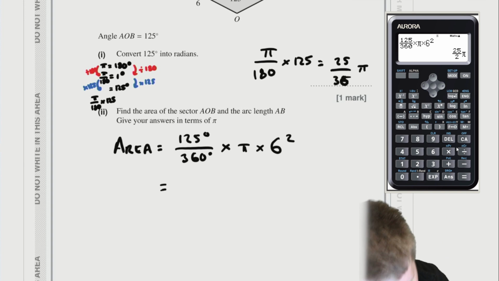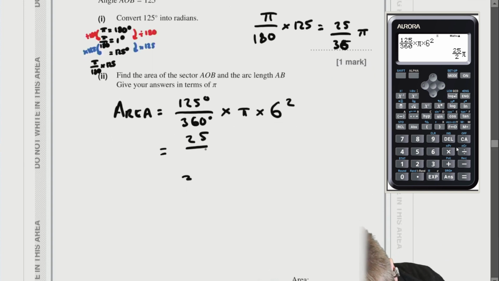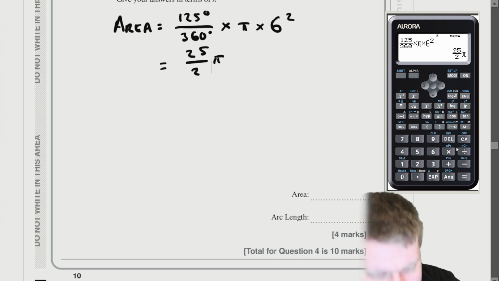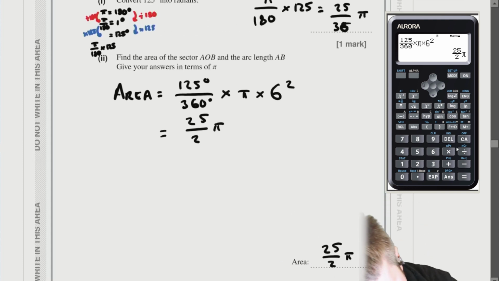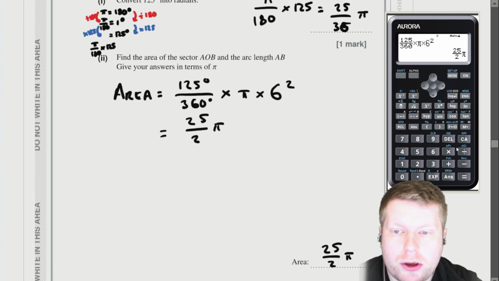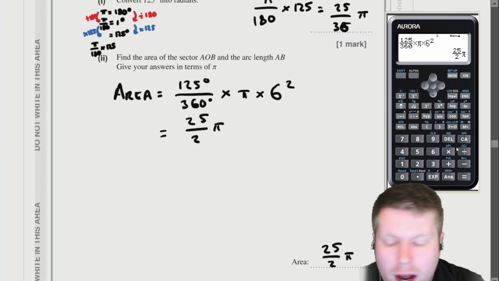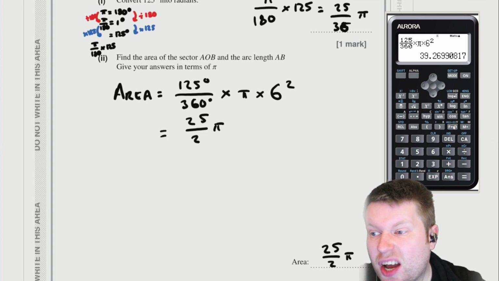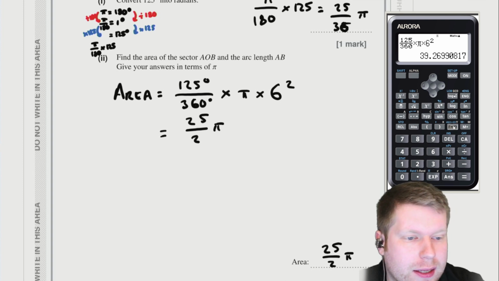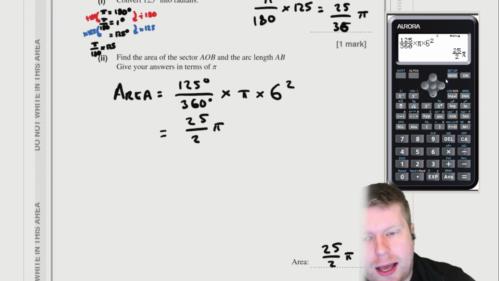25 over 2 pi. So that's my area. 25 over 2 pi there. And again, I can just come down and write this in my area line. So 25 over 2 pi is my final answer. Again, the question does say give your answer in terms of pi. So because it's giving your answer in terms of pi, I do not want it as a decimal. If it did say 2 decimal places, I'd just type 39.27 basically, okay? But in this case, in terms of pi, I need that.